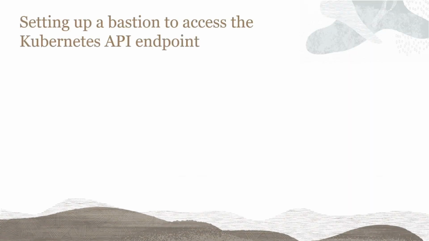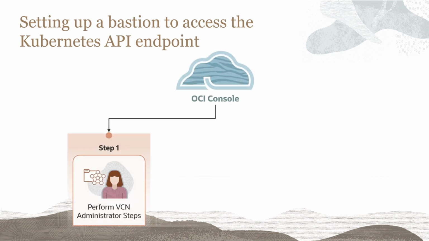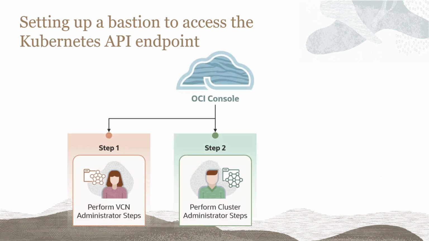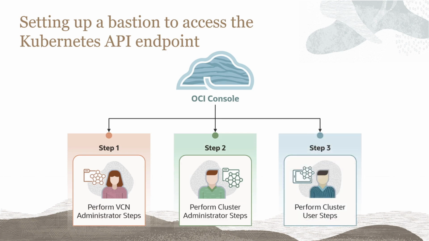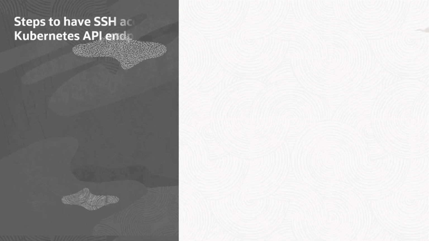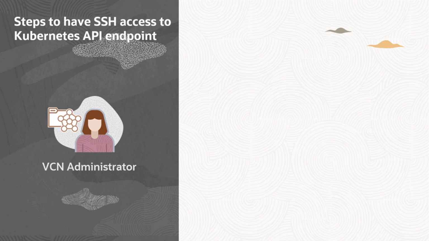For cluster users to connect to the private Kubernetes API endpoint of a cluster, there are specific tasks that the VCN administrators, cluster administrators, and cluster users need to perform collaboratively. As the VCN administrator, here are the steps to set up egress and ingress security rules, enabling a Bastion to access the Kubernetes API endpoint.